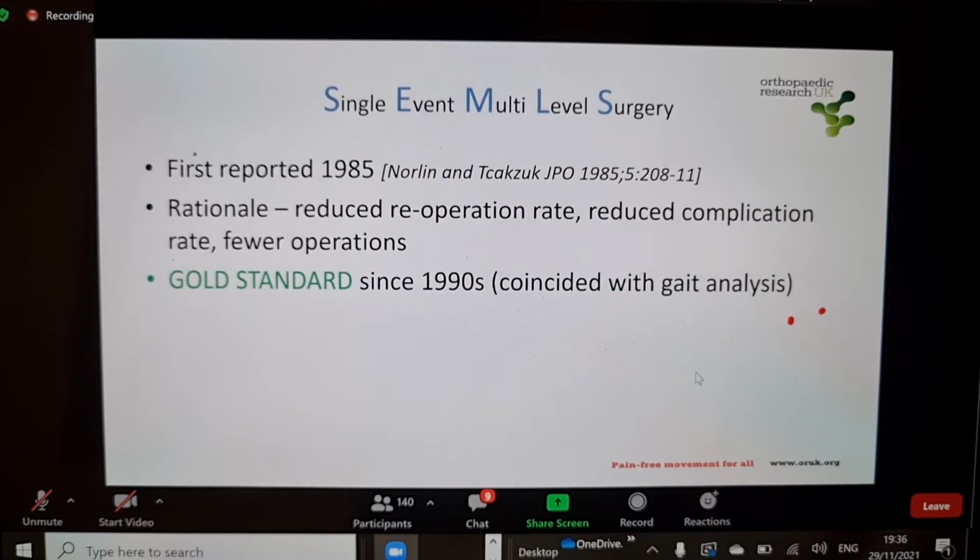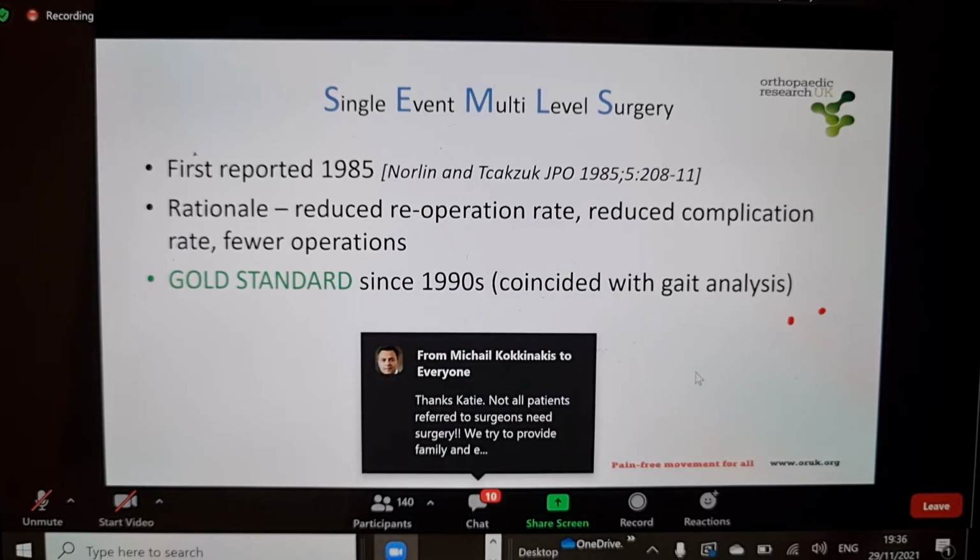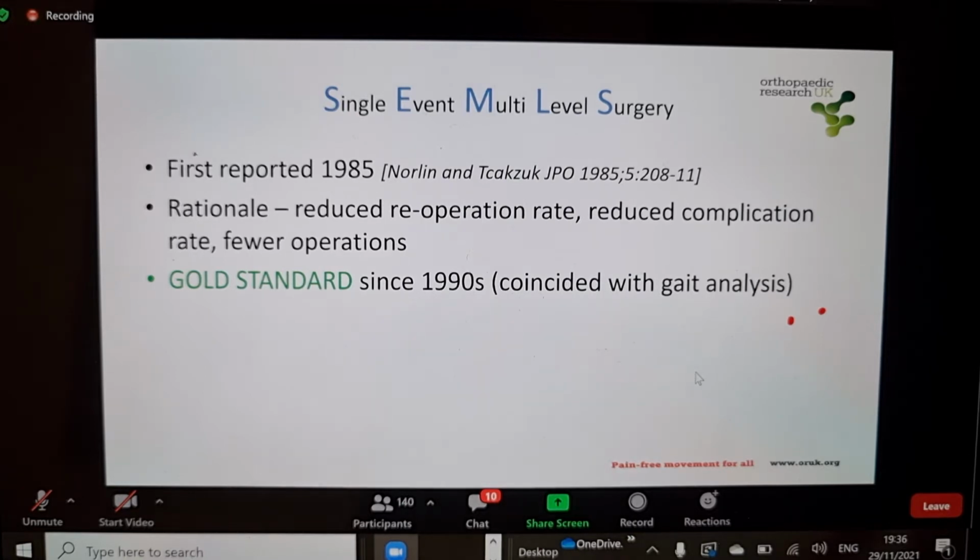Now, single event multi-level surgery, doing all the surgery together, which was first reported in the 1980s, around the time that gait analysis was taking hold, has really become, at least in my experience, the gold standard. I don't think anybody disputes that this is the right way forward with these patients. If you're going to do surgery, you should do it all together. There's a question about timing, which we'll come to.